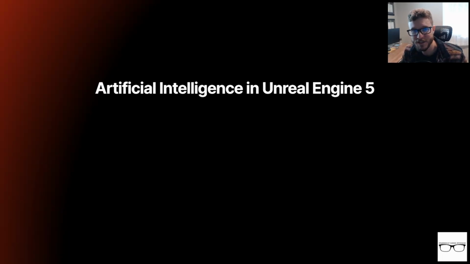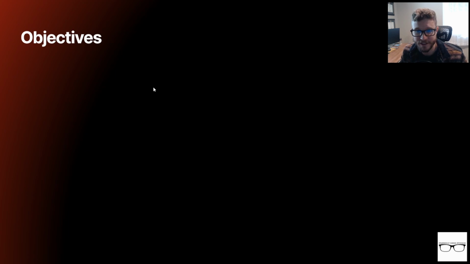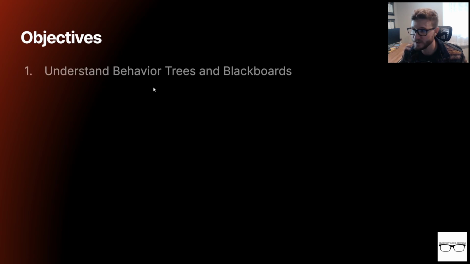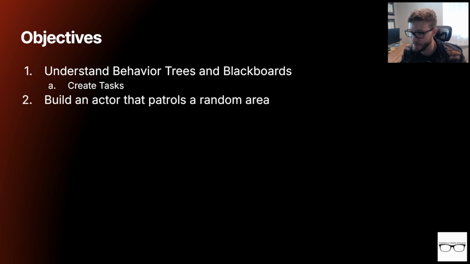Hi everyone. In this video, we're going to talk about artificial intelligence in Unreal Engine 5. We're going to be building a guard that will patrol random areas in our map, and in future videos, we'll build on this guard and expand it so that there's support for investigating any noises that the guard hears. By the end of this tutorial, you should have an understanding of behavior trees and blackboards, as well as blackboard tasks. We'll have built a guard that patrols the map, and we'll do this leveraging the nav mesh bounds volume.